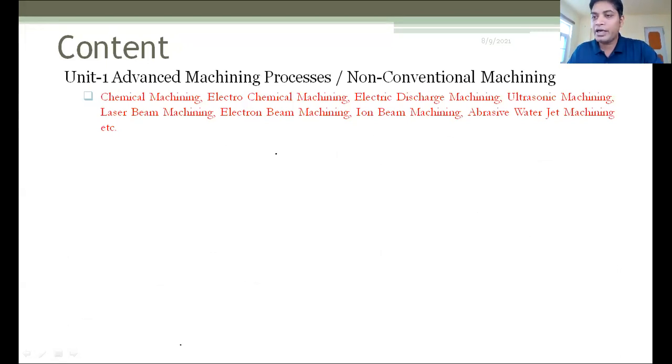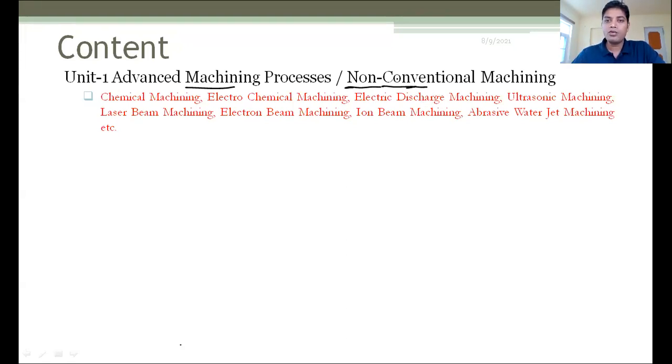Okay, so why discuss this machining processes part? Because this first unit is based on the advanced machining operations processes, or we are also calling it non-conventional machining processes. Now, some of the books you will find have these written as non-traditional machining operations. So that is also fine.